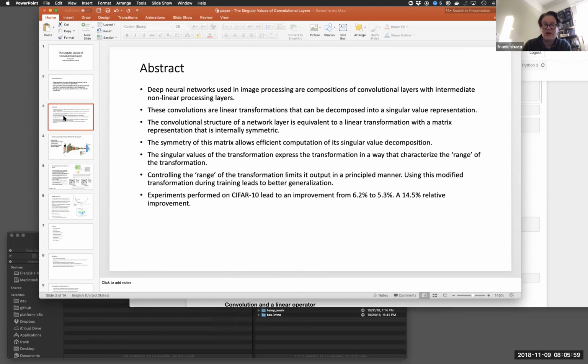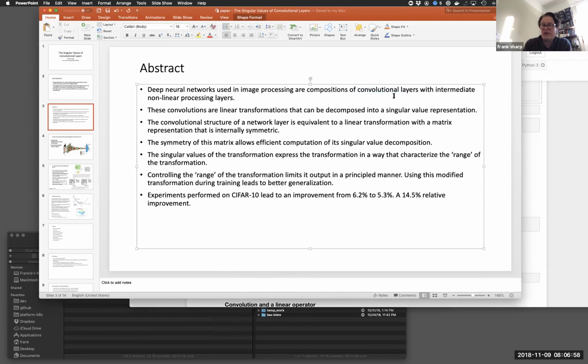All right, so that's 3 sentences, very high level, and here's a little bit deeper level, and this is kind of matching what the abstract of the paper talks about. Deep neural networks that are used in image processing are compositions of convolutional layers with intermediate non-linear processing layers. So I'm sure that if you've been using different types of platforms like Keras, you've seen software that's specialized to these kinds of things. So now I mentioned that these are compositions of convolutional layers.